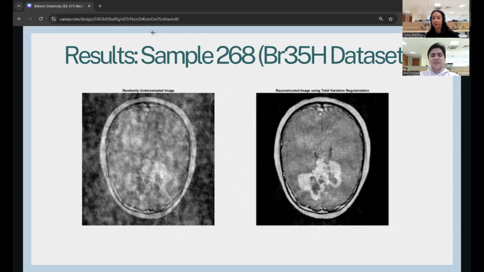For random undersampling, we need to utilize several compressed sensing techniques, as I mentioned before. For instance, we need to use total variation regularization for the randomly undersampled image. And as you can see from our figure, it increases the soft tissue contrast, and it also increases the resolution. On the left, the tumor is indistinguishable. However, we can differentiate it in the image on the right side.